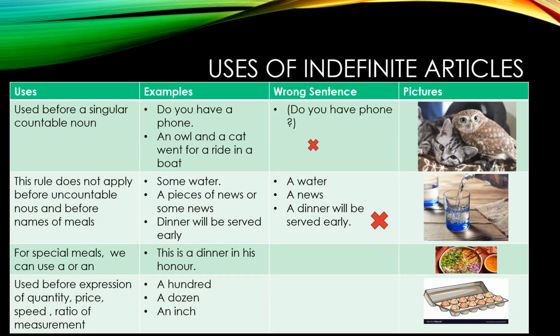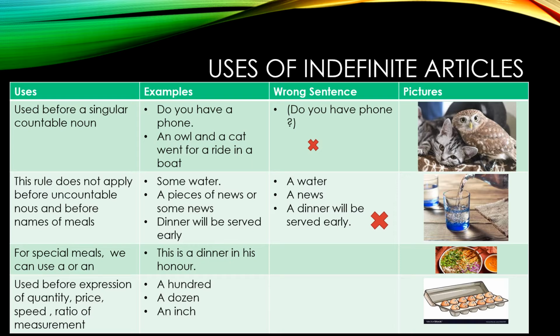Now, uses of indefinite articles. We use the indefinite article before a singular countable noun. For example, do you have a phone? We never say, do you have phone? Second example, an owl and a cat went for a ride in a boat. So it will be an owl because owl starts with a vowel. A cat, cat starts with a consonant, went for a ride in a boat.